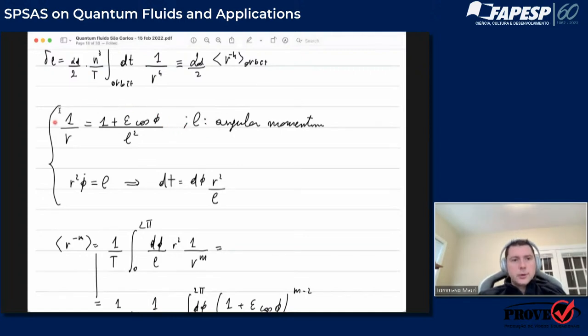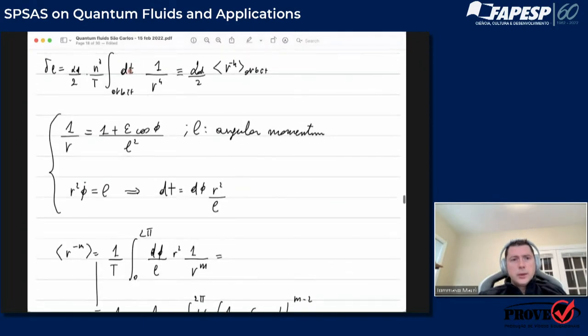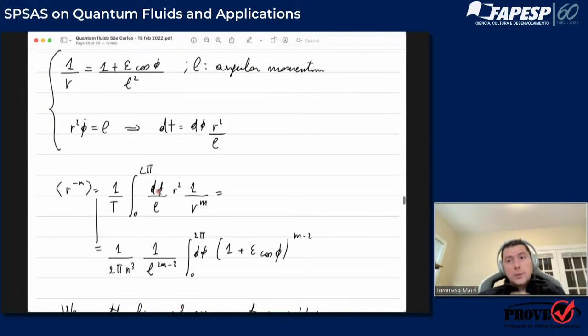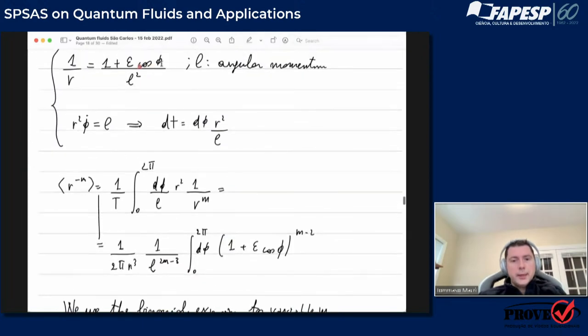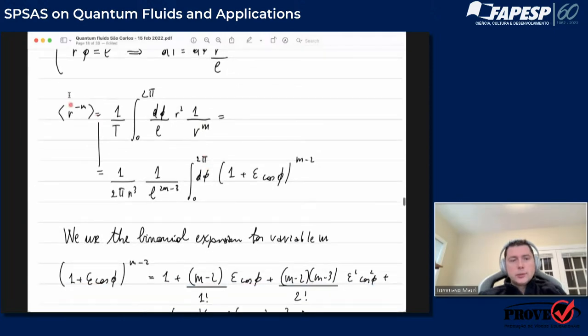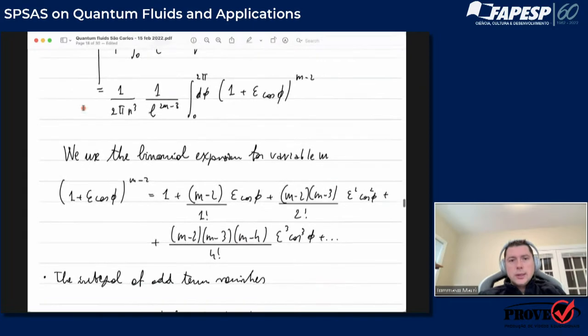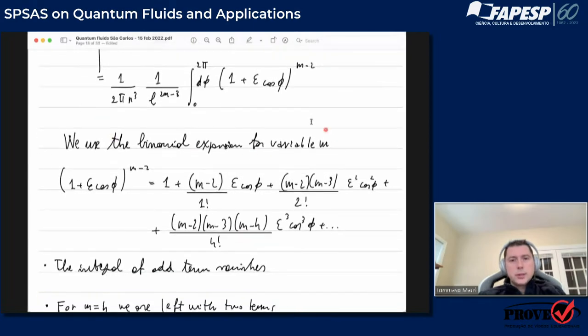What you find is that the classical orbit is, of course, an ellipse, with eccentricity epsilon here. The angular momentum enters here, so just r squared times phi dot. This is helpful because it allows us to replace the integral over the time variable with an integral over the angular variable phi. Once you do this, you just replace the equation of the ellipse. I'm doing this calculation for an arbitrary value of m, so r to the minus m. Just recall that we have m equal to 4 in our case. To do this integral, we take the binomial expansion for a certain m of this term here, and what we obtain is this expansion here.